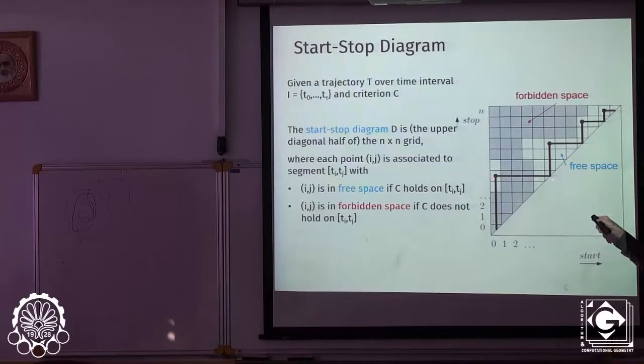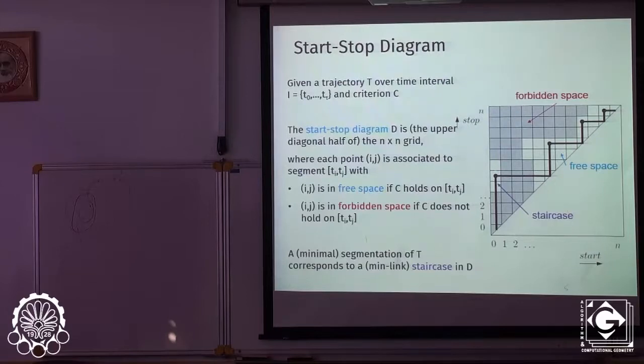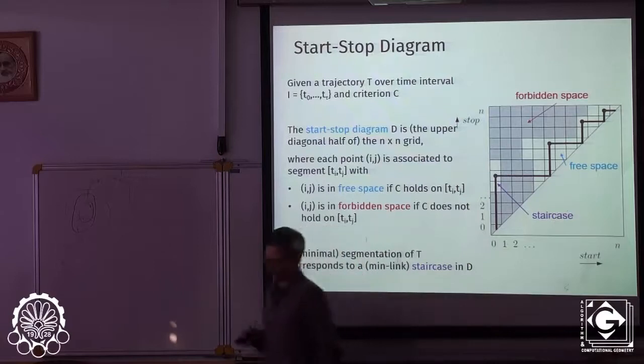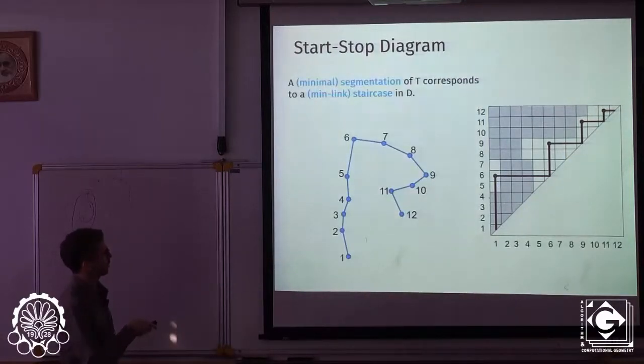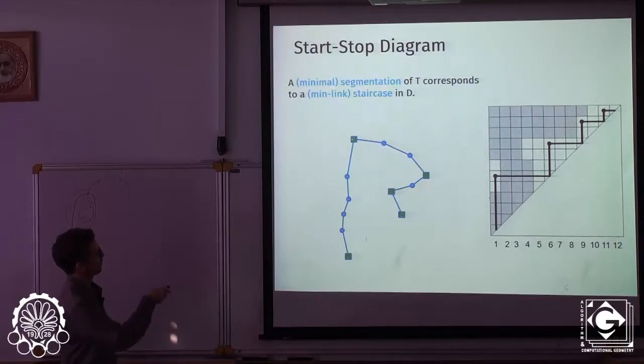That means I go look at the corresponding column, and from there again go to something that is reachable, or in free space from there. So I would go maybe here, and so on. That means a valid segmentation is such a staircase path where all of the steps are in free space. And now an optimal segmentation is such a staircase with a minimum number of steps, with a minimum number of links. So I want to do this with as few steps as possible. So in this example, if this is maybe my trajectory, then I cut at 6, and then I cut at 9 again, 11 and 12. So then this would be my segmentation.